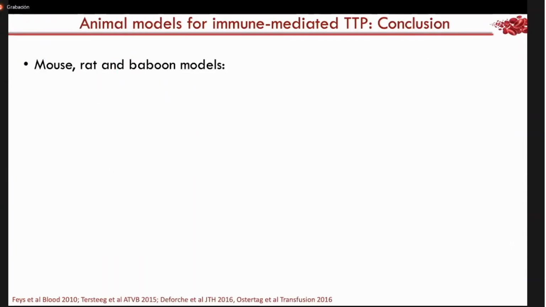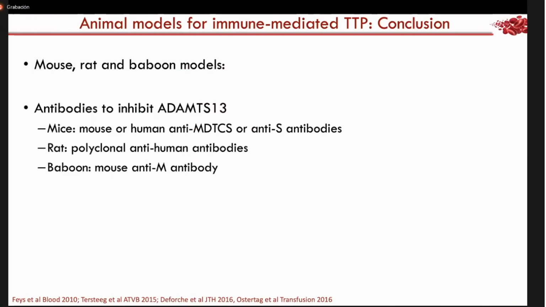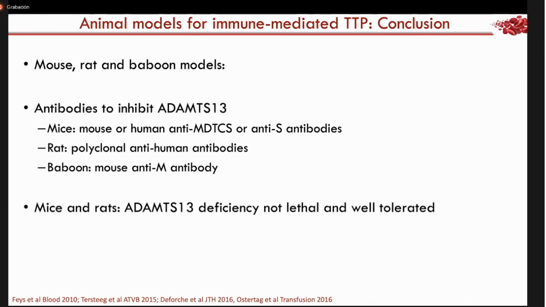So what can we conclude? We can make immune-mediated TTP animal models in mice, rat, and baboons by injecting antibodies that inhibit ADAMTS13 activity, so by making ADAMTS13 deficient using antibodies. In the mice, it's mouse or human anti-MDTCS or anti-S antibodies. In rat, I did not discuss that, but that model will come back. We use polyclonal anti-human ADAMTS13 antibodies, I should write. And in the baboon, we use this mouse anti-metalloprotease domain antibody.